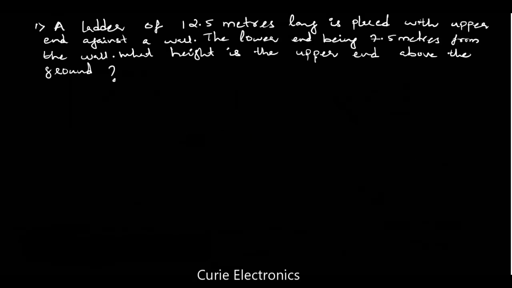And now let's take some previous year questions. First question. A ladder of 12.5 meters long is placed with upper end against a wall, the lower end being 7.5 meters from the wall. What height is the upper end above the ground? What does this question say?